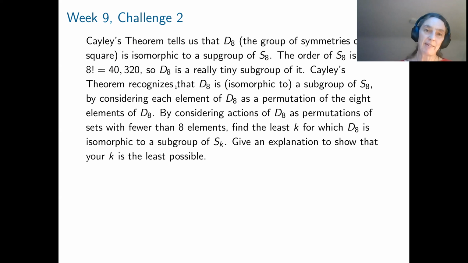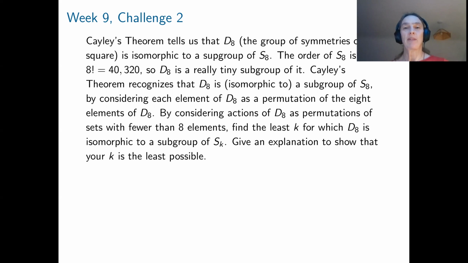Cayley's theorem recognizes that D8 can be understood as a subgroup of S8 by considering each element of D8 as a permutation of the 8 elements of D8, according to the group table of D8. That's very nice. But could we understand D8 as a group of permutations of fewer than 8 things? That's the question. And the hint is, remember that we understand D8 as the group of symmetries of the square, and every symmetry of the square can be understood as a permutation of the 4 vertices of the square, for example, or of the 4 edges.